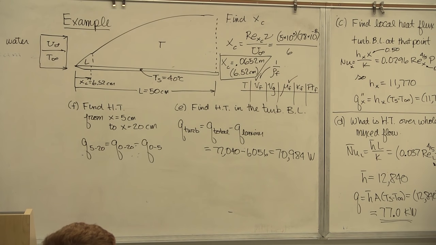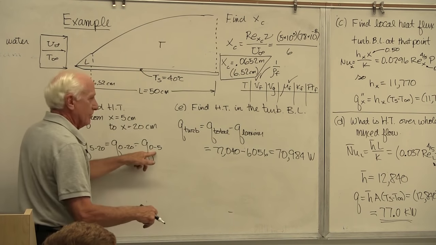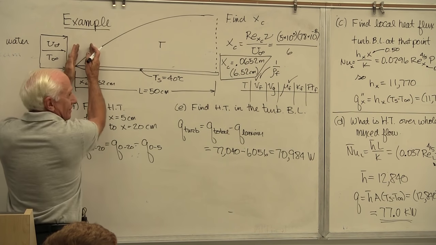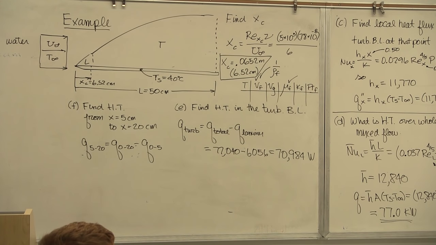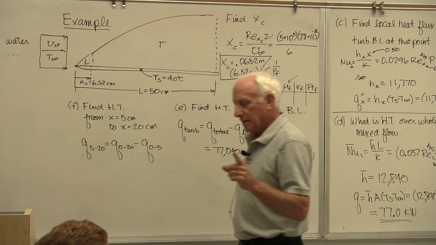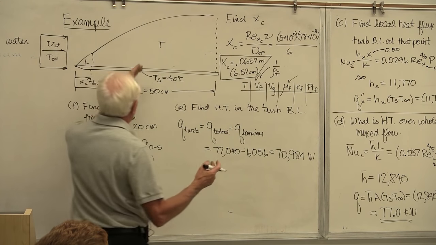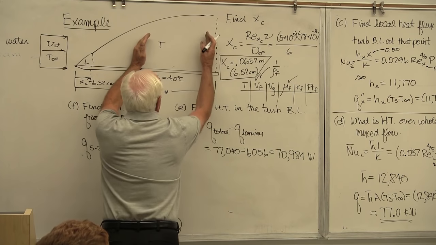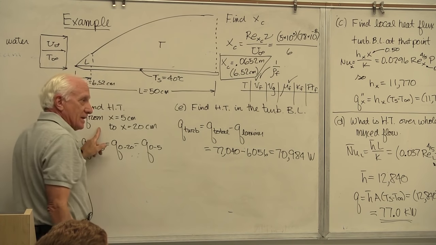There's h bar. Okay, got it. 0 to 5. Oh, laminar. h bar. There it is. Done deal. I can ask you to find the heat transfer from I don't care where to I don't care where. From 30 to 49. From 20 to 35. The same way I did it here.